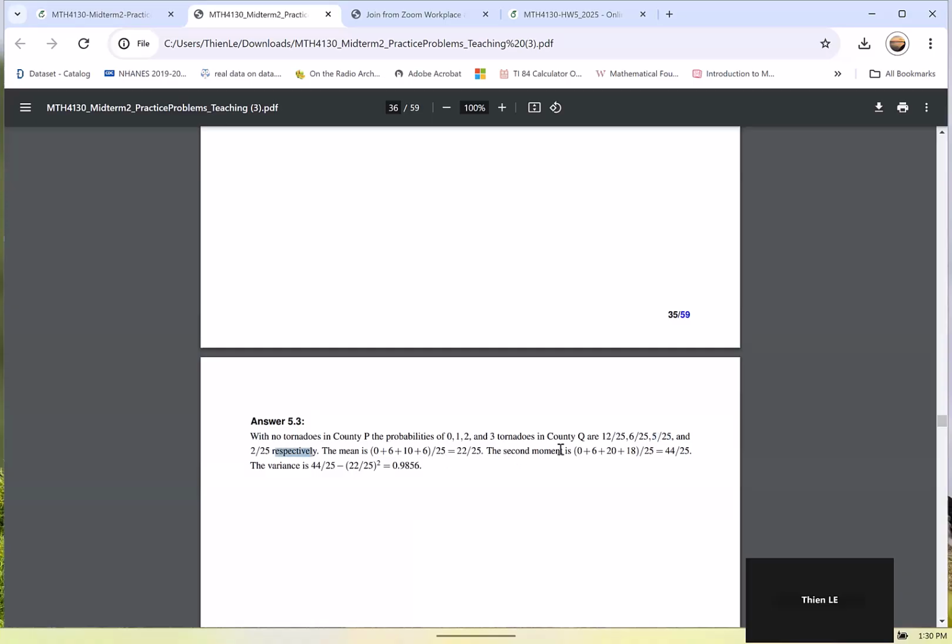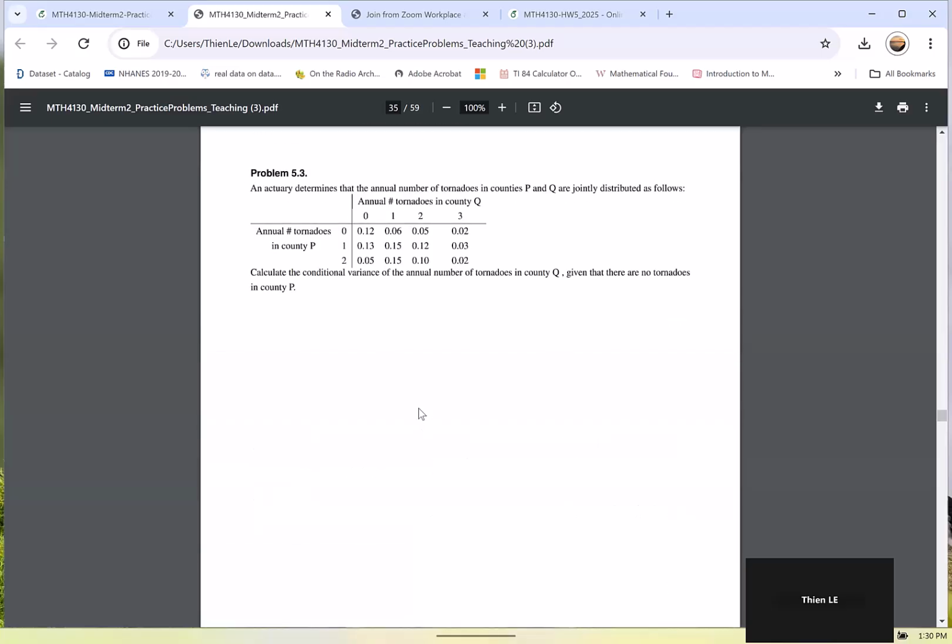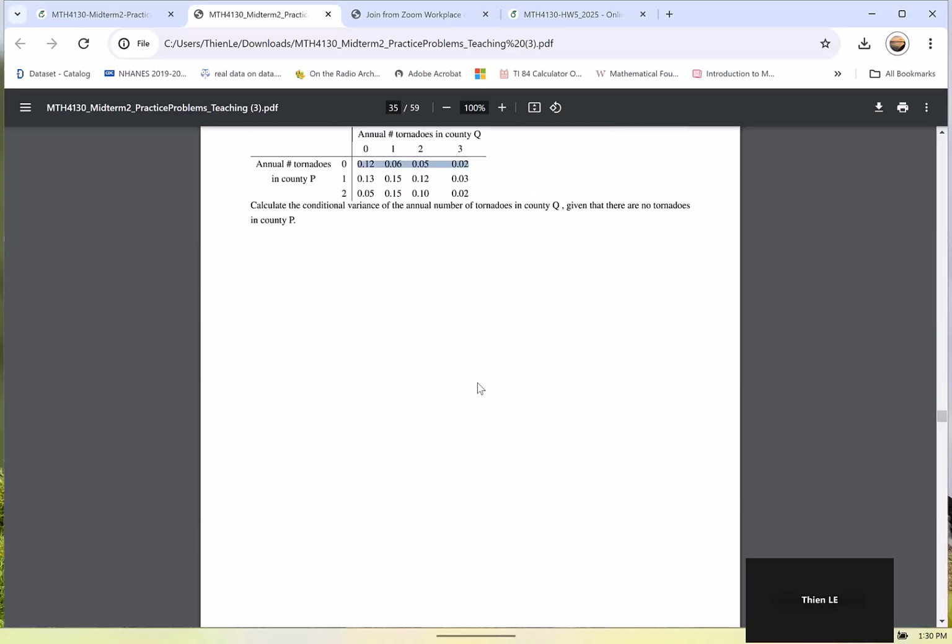And with the second moment specified, the second moment minus the mean squared gives us the variance. So it should be easy here. So again, when we have conditional probability, you need to know that your domain is restricted somehow.